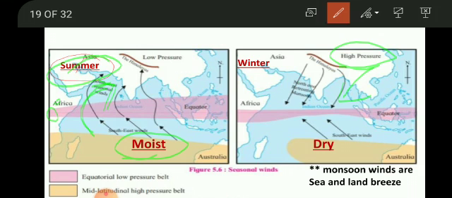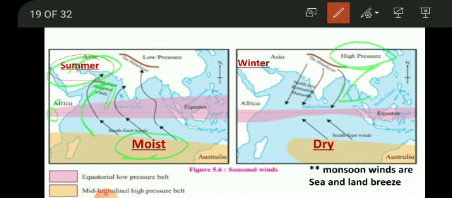So they blow from land to sea. These are mainly caused due to the season and the uneven heating of the land and water in different seasons. That's why they are called the seasonal wind. Actually, monsoon winds are in fact sea and land breezes blowing on a large scale.